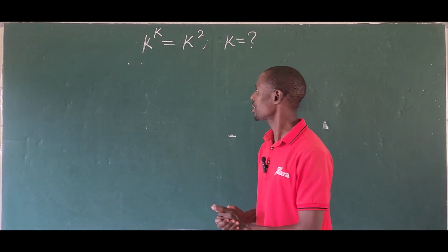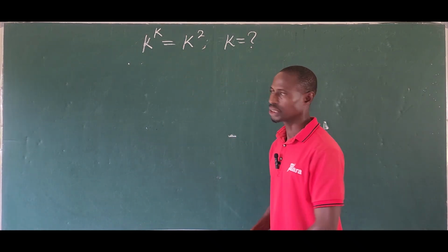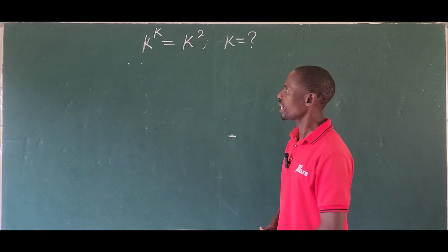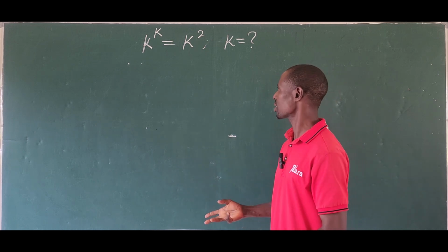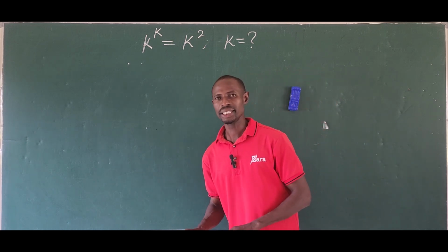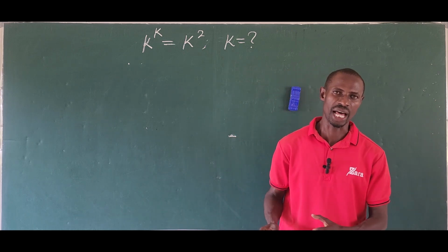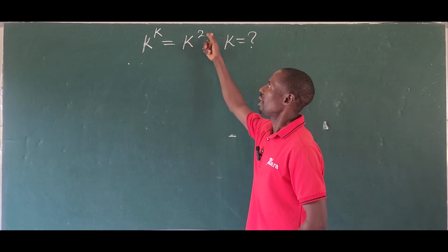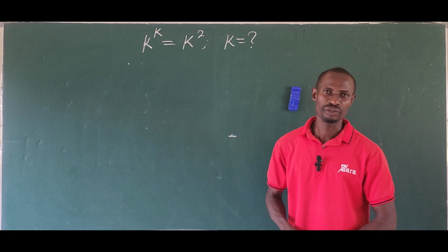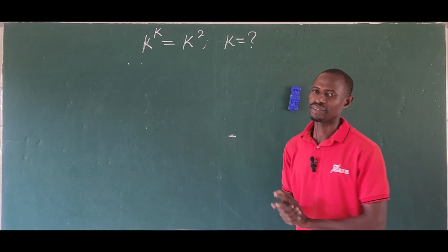Today we have this challenge on the board here. The question says k to the power of k equals k to the power of 2. We are asked to look for the value of k here. And in this challenge, you observe that we have to find at least two values of k that will satisfy this challenge.